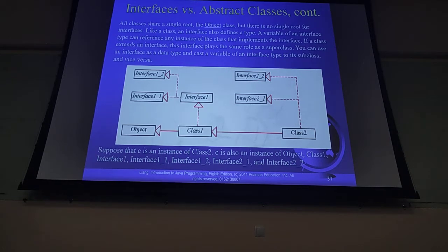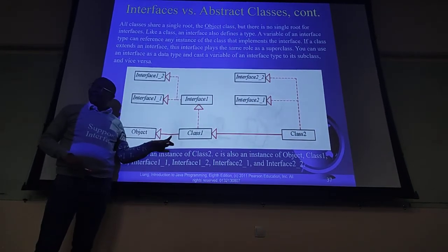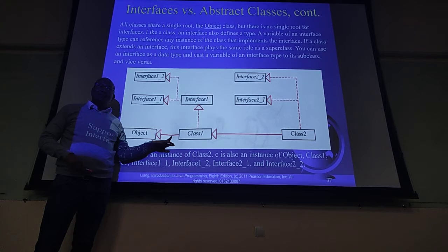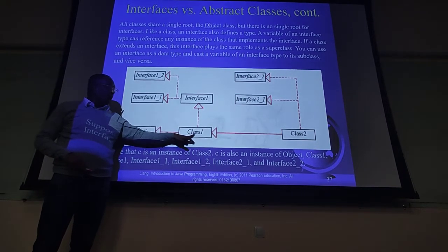One class can implement more than one interface. For example, class A extends B, perfect. And you can write down next, implements. Are we clear? No problem. And when you have a dotted line, it means implements. And when you have a solid line, it means extends. Are we clear?